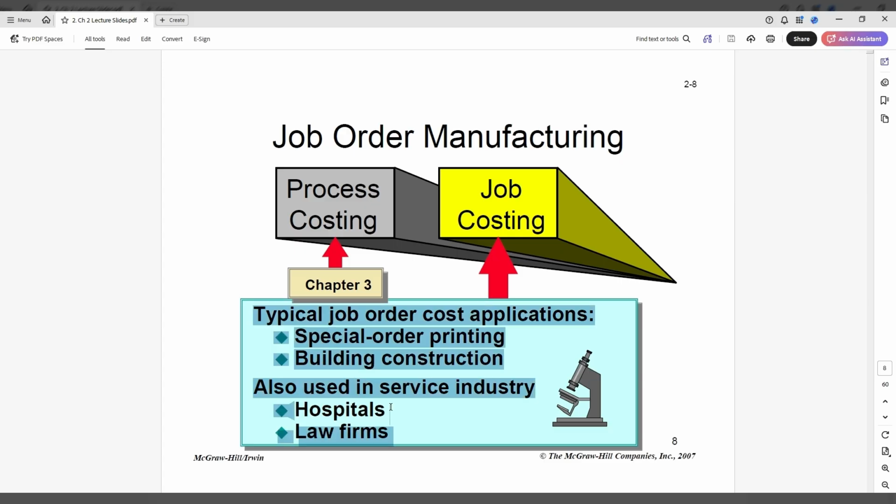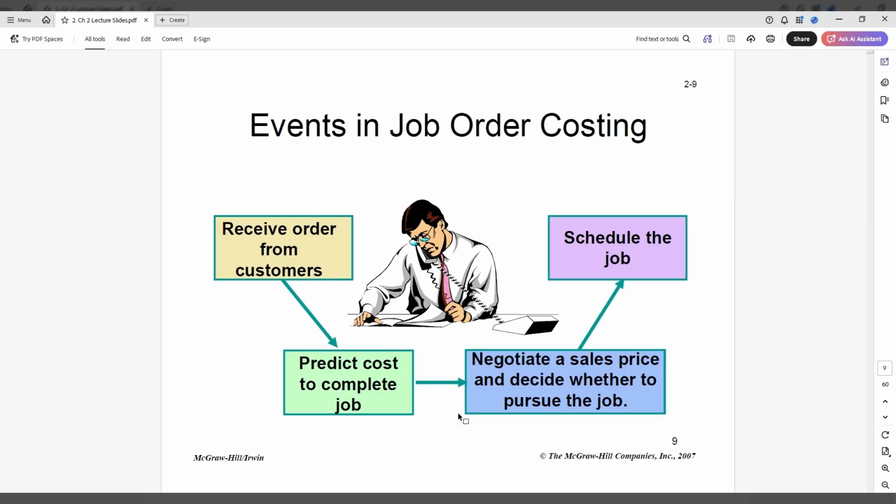Right. And similarly, with a hospital, every patient who comes in is going to be unique. They're going to receive a unique bill. And so a hospital is going to aggregate all the services that were provided to that patient when they arrive at the hospital. So it's just really about being able to track costs and assign them to a specific customer, patient, or client, and so on. And it can be used in a service industry way as well.